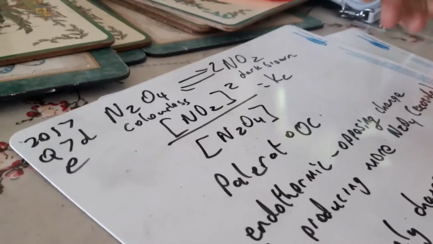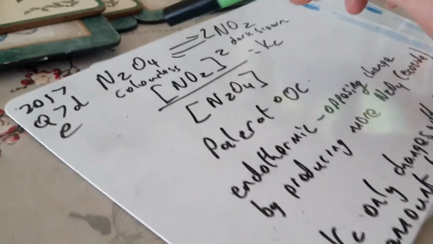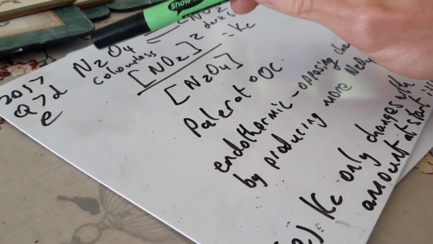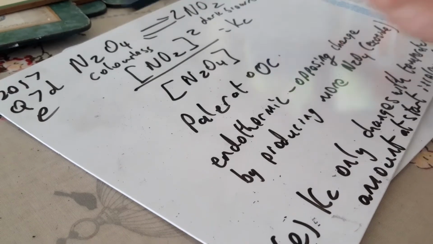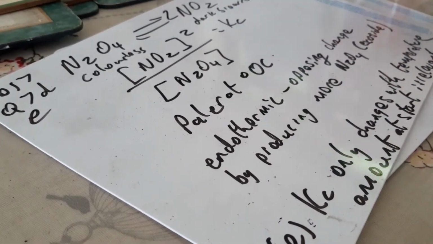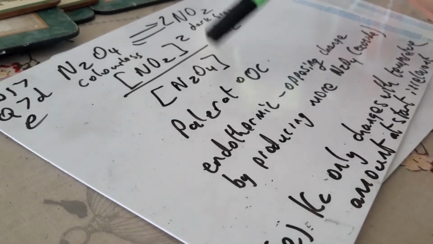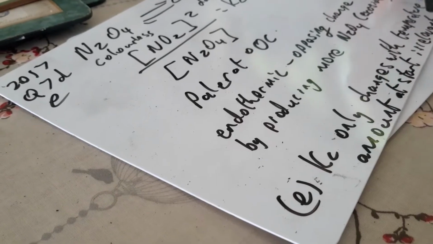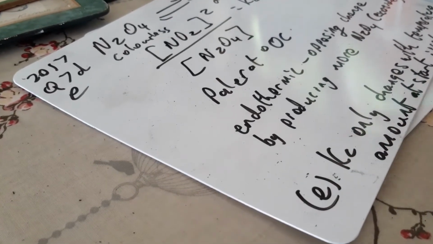So if we use a different concentration of this stuff at the start, do we change Kc? And the answer is no, Kc doesn't change. It doesn't matter what concentration you start with. By the time it gets to equilibrium, it will have reached the same Kc. Kc only ever changes with temperature, okay? It doesn't change with concentration. It doesn't change with pressure. So the amount at the start that you have is completely irrelevant.